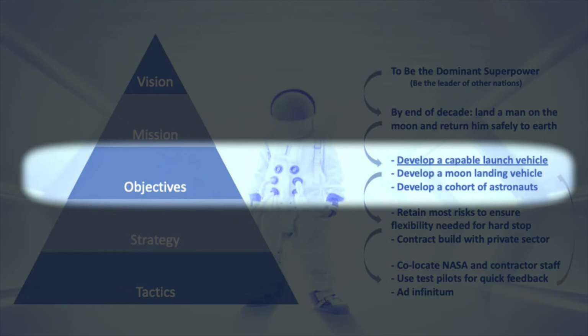Now, using a bit of dramatic license, we can imagine how NASA figured out how to achieve this mission. The key is to identify a collection of objectives which, taken together, allow the mission to be achieved. The way the objectives are expressed will heavily influence the strategies subsequently developed. In our example, we are assuming that separate objectives relating to the development of a launch vehicle, moon landing vehicle, and cohort of astronauts were identified.